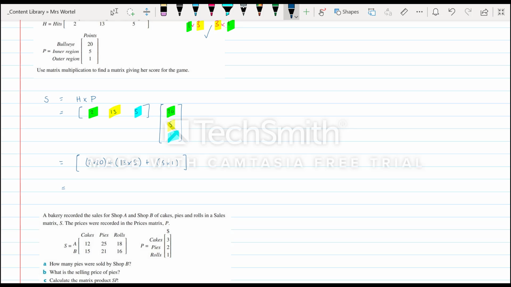And that will give us 40 plus 13 times 5, which is going to be 65, plus 5, then we can simplify once more. 40 plus 65 is 105, plus another 5 gets us to 110. So that is the score for her game, the final score for the game.